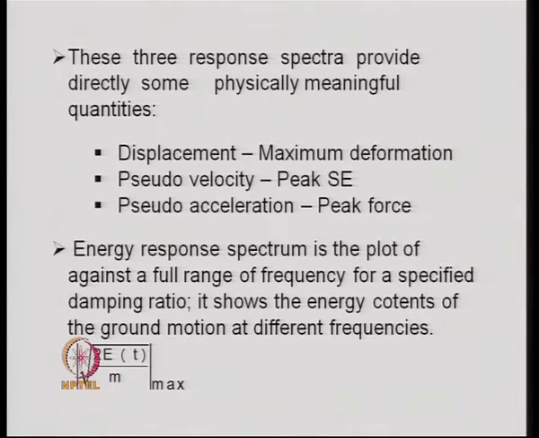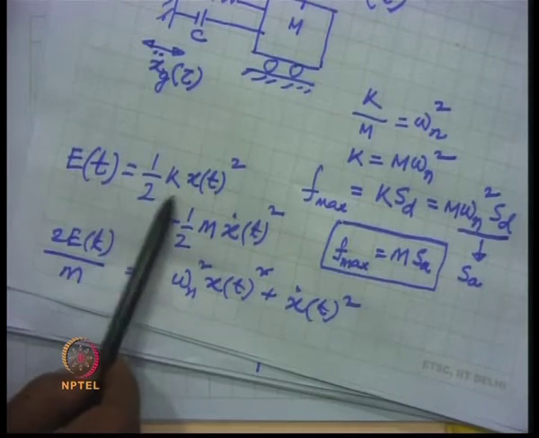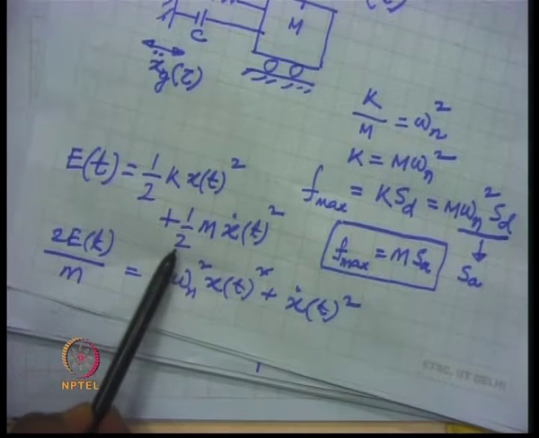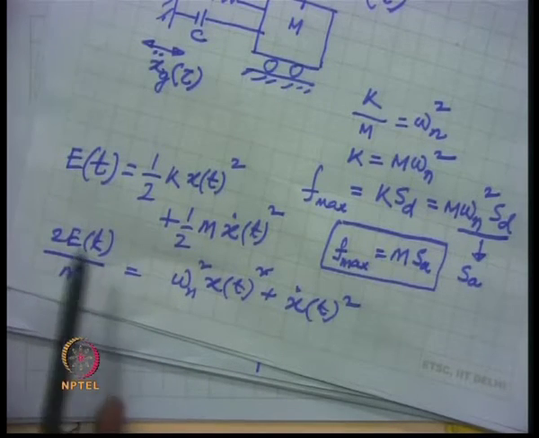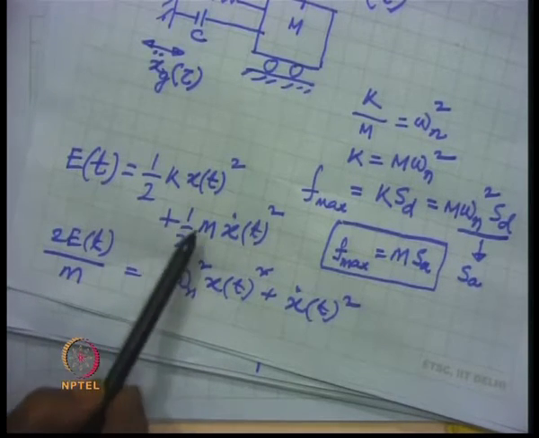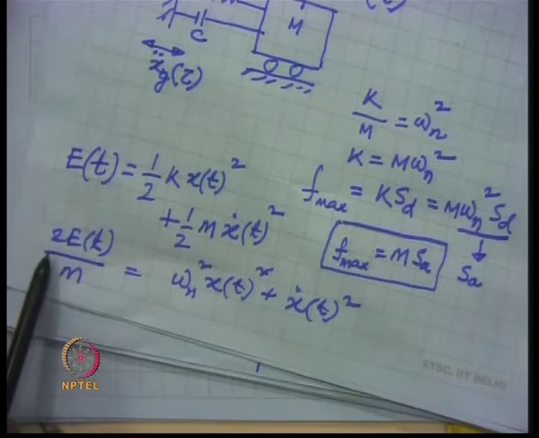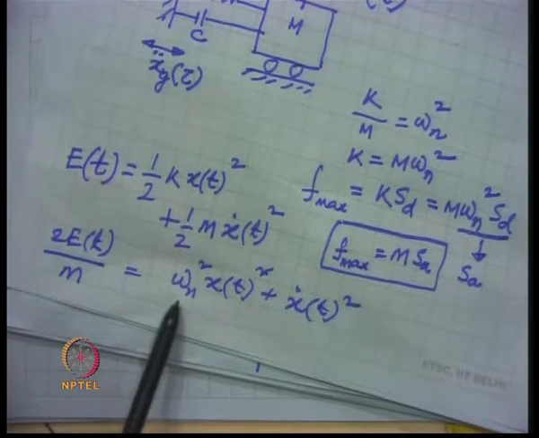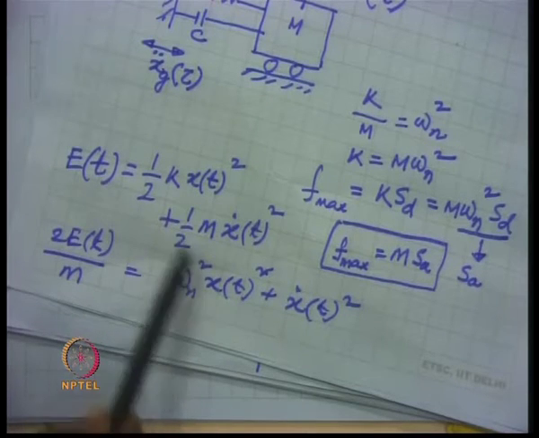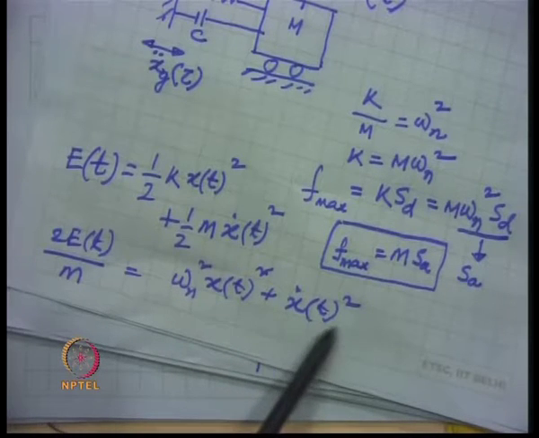For example, if we look at the definition of energy at any time t, this is equal to half into k x t square plus half into m x dot t square. Dividing the entire thing by m and taking the 2 onto this side, we can write twice E t divided by m is equal to omega n square, k by m being omega n square, into x t square plus x dot t square.